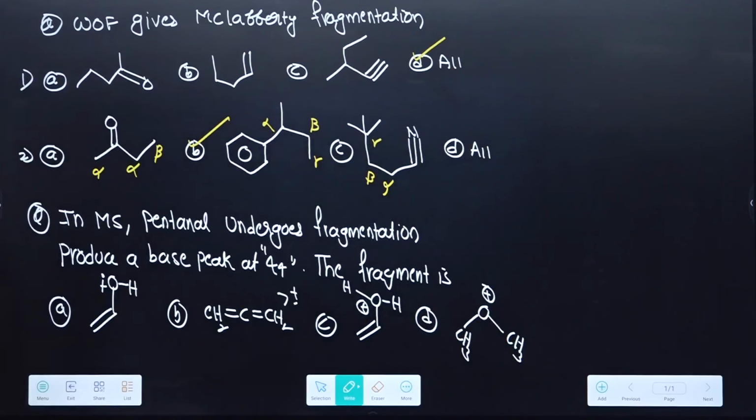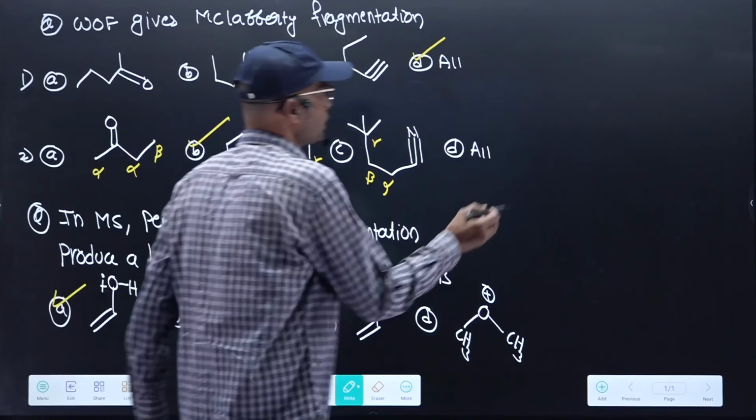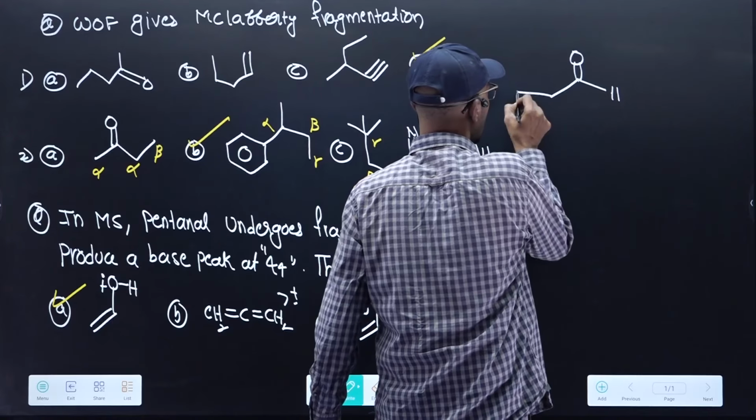In mass spectrometry, pentanal, meaning an aldehyde, undergoes fragmentation that will produce a base peak at 44. What is the answer? A. This is given just now. Pentanal means how many carbons? 5 carbons. So this is 1, 2, 3, 4, 5.